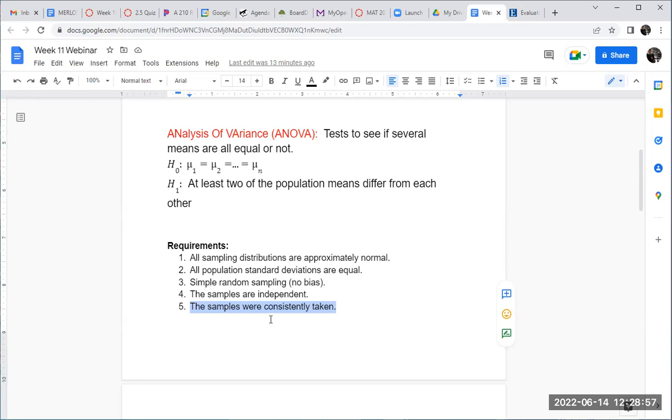But the bigger issue that comes up a lot is timing. Especially if something has a good chance of changing over time, you have to make sure that each of the groups is surveyed at the same time.